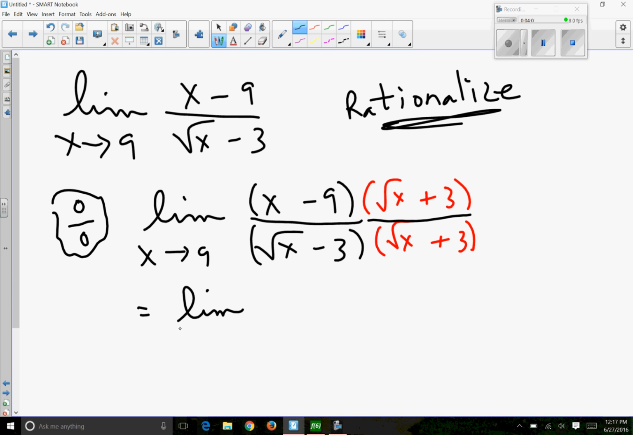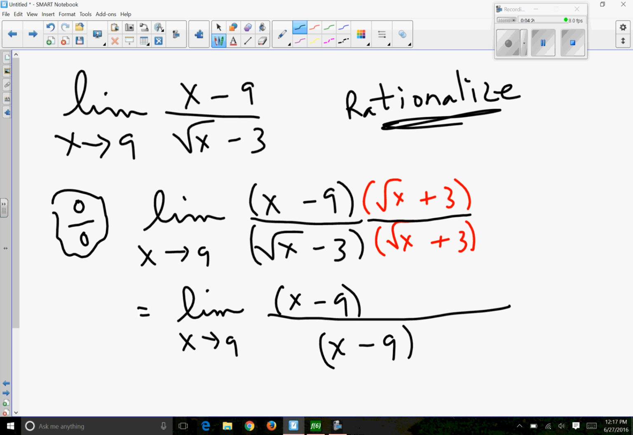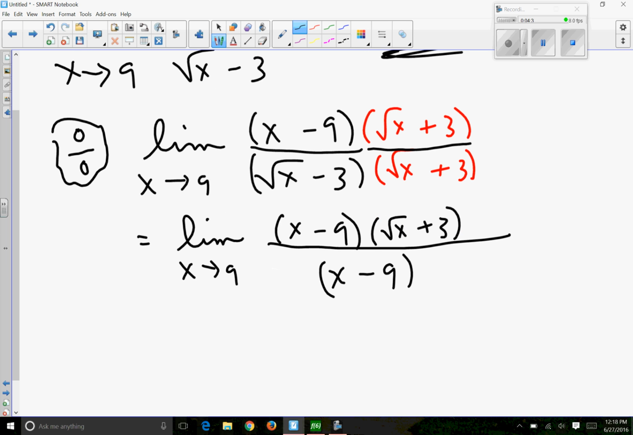So we now have the limit as x approaches 9. This denominator, when we multiply radical x minus 3 by its conjugate, we get x minus 9. And the numerator, I'll just copy that, (x minus 9) times (radical x plus 3). This is now equal to the limit as x approaches 9 of radical x plus 3, because x minus 9 divided by x minus 9 is 1.